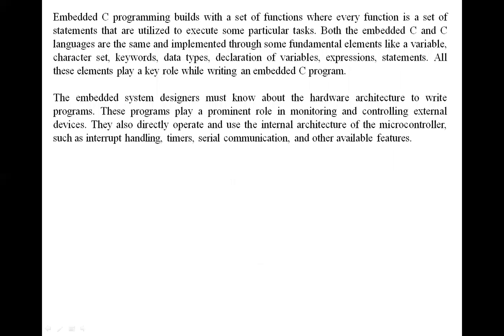Embedded C programming builds with a set of functions where every function is a set of statements that are utilized to execute some particular task. Both embedded C and C language are the same and implemented through some fundamental elements like variable, character set, keyword, data types, declarations of variables, expression, statements. All these elements play a key role while writing embedded C programming.